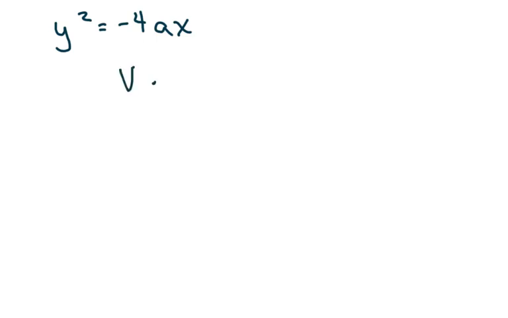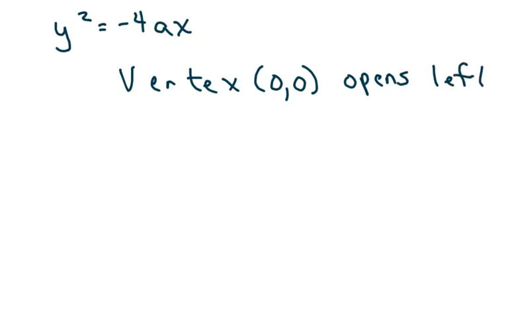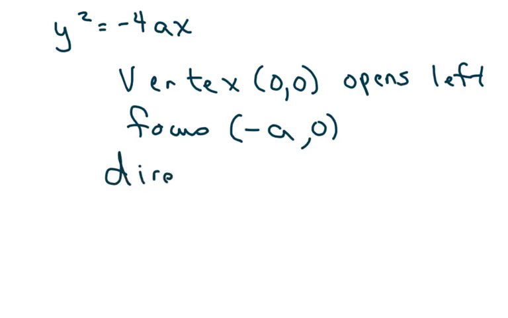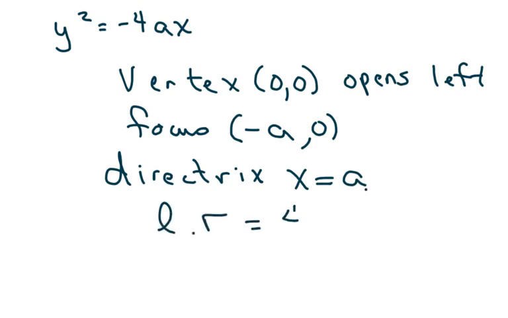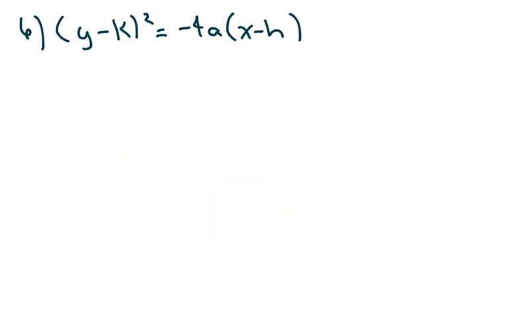Your vertex is 0, 0, but in this case it opens left. All right? And then your focus, therefore, since it's on the x, is negative A, comma 0. And your directrix is x equals A. So these two switched. Your LR is the same. And I'll just finish these up, and then we'll do some examples in the next video.